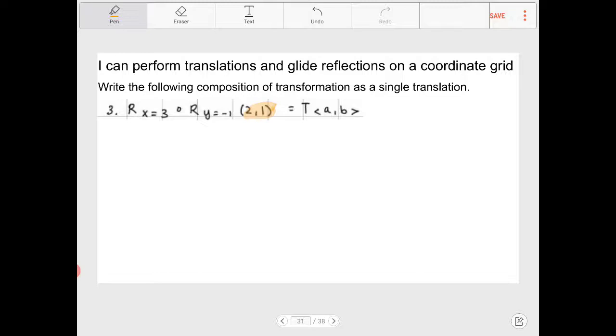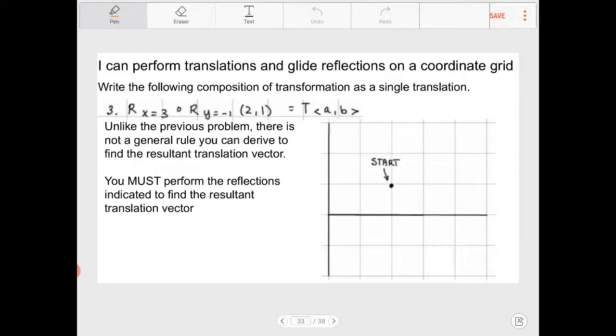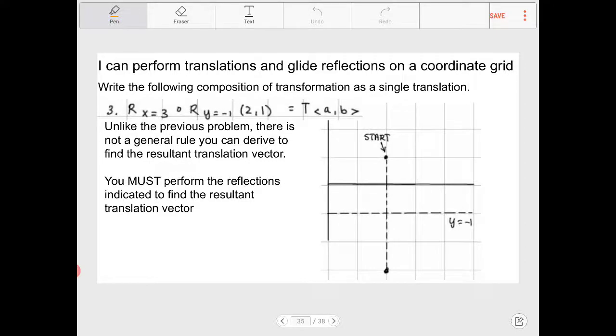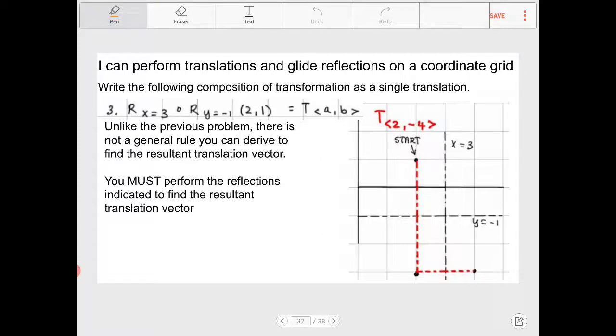So hopefully you had some time to think about this. Let's take a look. So again, it doesn't matter where we are. Well, actually, no, it does matter because for this particular example, I told you where we started, which is (2, 1). So if we take (2, 1) and we reflect it over y equals -1, we'll end up at that coordinate there, which is (2, -3). And then we're going to, again, reflect over x equal to 3. We'll end up there. So if you look at this, what is this really? It's a translation of (2, -4). We're translating 2 to the right and 4 down.